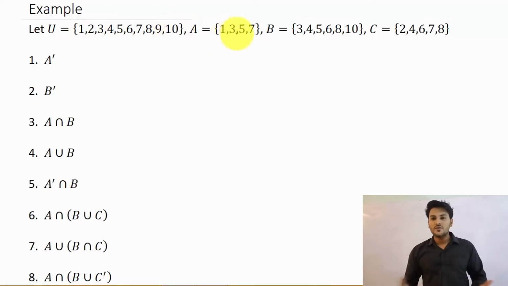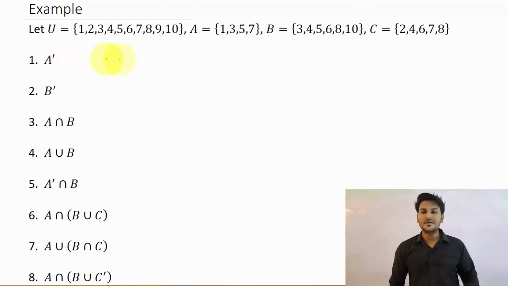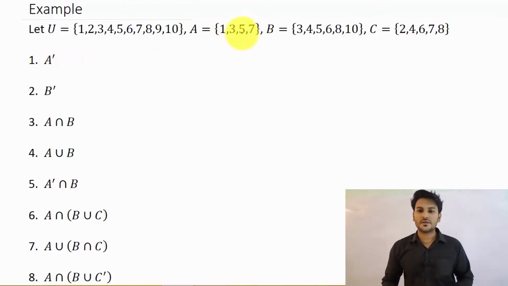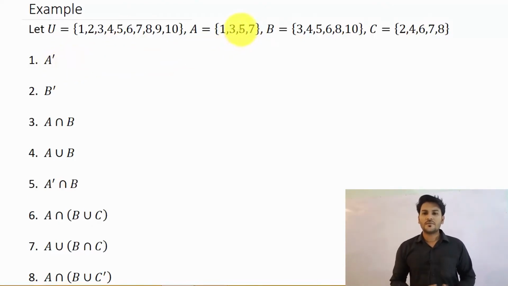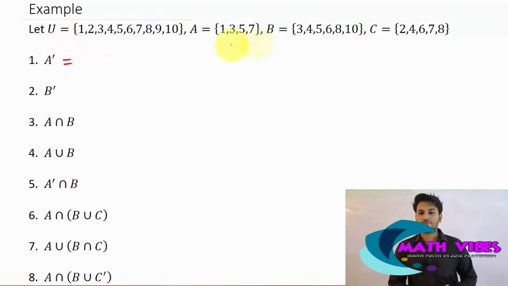We consider four sets: the universal set, set A, set B, and set C. Sets A, B and C are subsets of the universal set. These are the questions we will solve in this lecture: A complement, B complement, A union C, B union C. Inshallah, all these questions will be covered in this lecture.